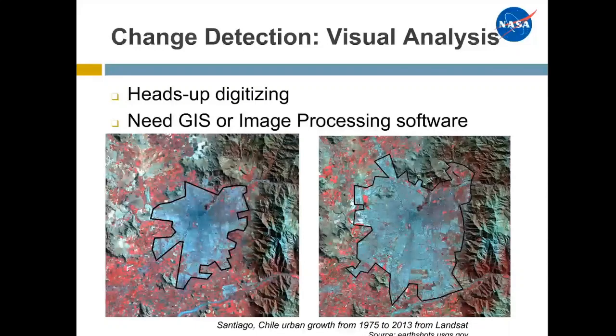One of the most basic methods for detecting change using satellite imagery is called heads-up digitizing. In this method, you display the imagery using GIS or image processing software and digitize a polygon around the areas of change. In these images, the Santiago urban area was digitized for the 2 different years. The size of these polygons can then be measured to quantify the amount of change that has occurred.